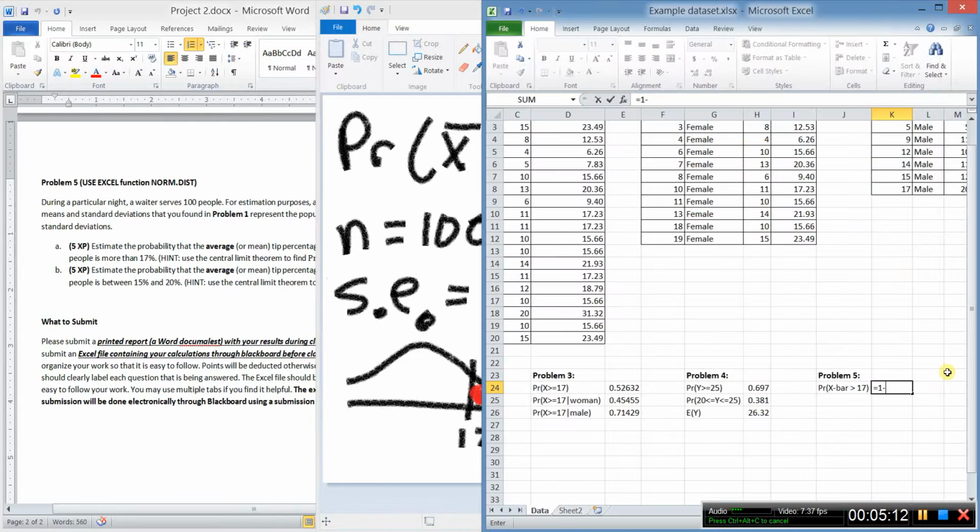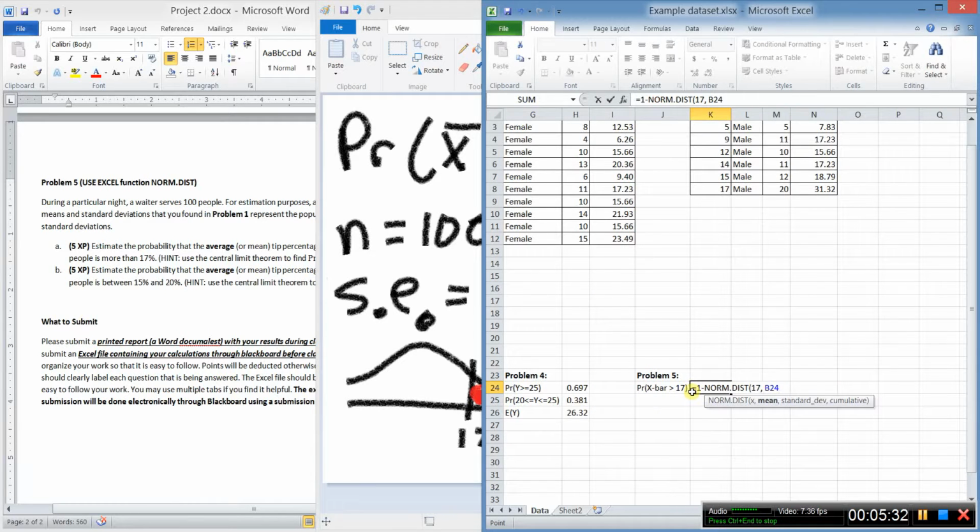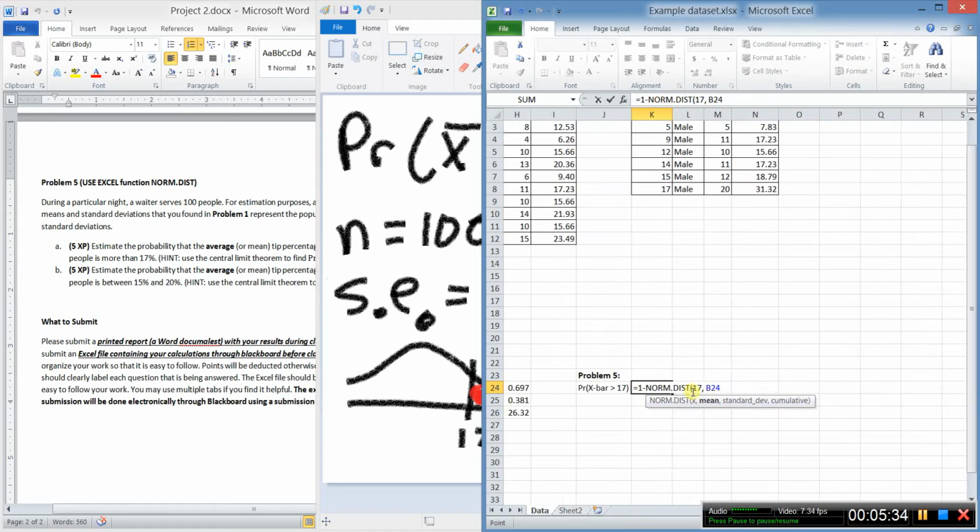Alright? To find that, I'm going to use that NORM.DIST, right? And x, that's going to be that 17. The mean, now it said to go ahead and use the mean from problem 1. So I can go over here, I can highlight this cell. I also could have just typed in 17.06, but highlighting the cell works fine too.